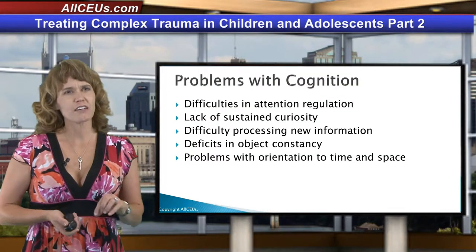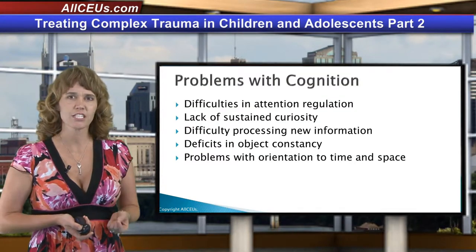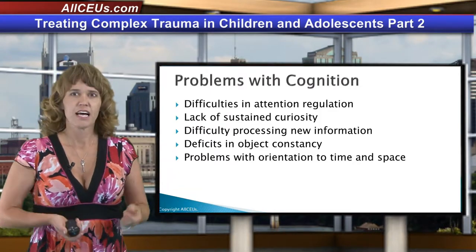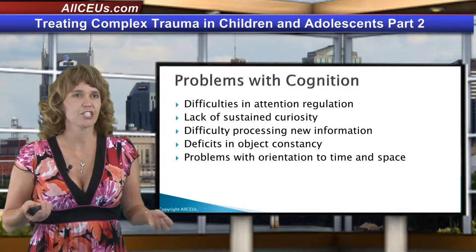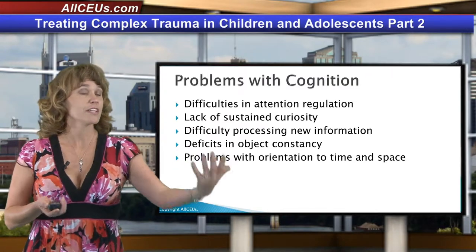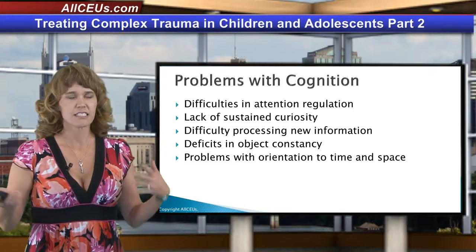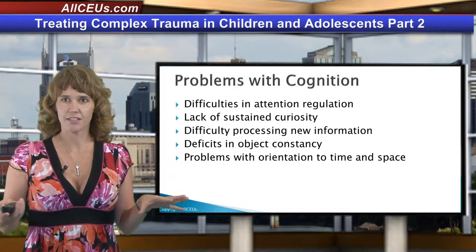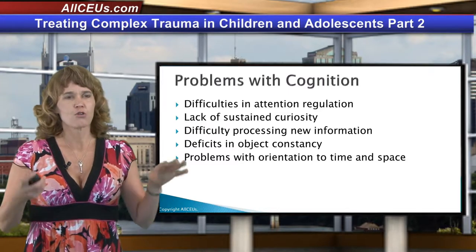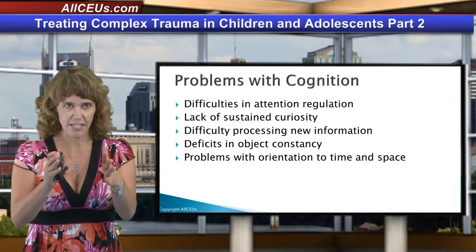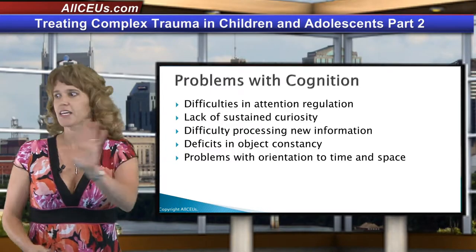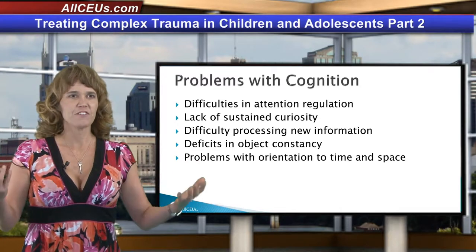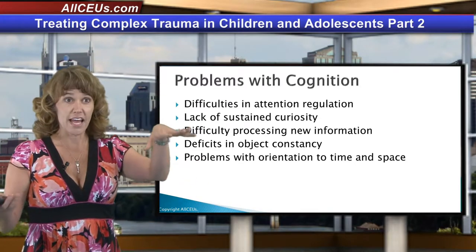So another one of those areas that's negatively impacted in complex trauma is cognition. That means the way people think. Difficulties in attention regulation. So people who come from an environment that's chaotic tend to be hypervigilant. They tend to be on guard all the time, always looking around. So they have difficulty regulating their attention and focusing on one thing because they're scanning constantly, constantly aware because they can't predict. They have difficulty understanding what A causes what B.